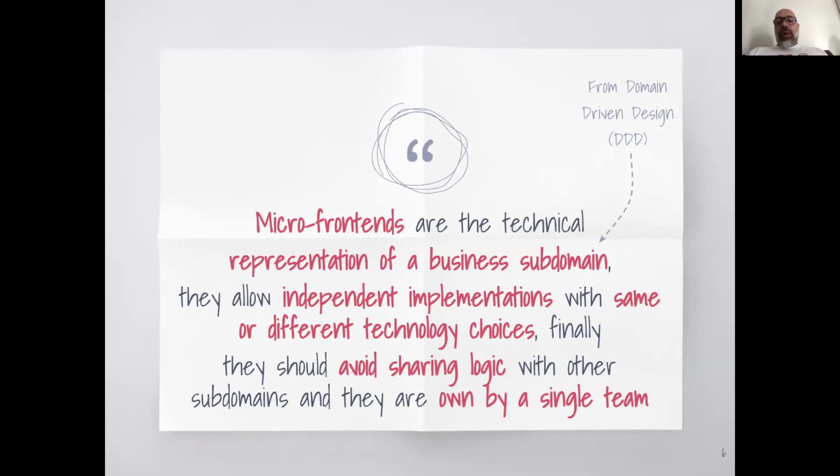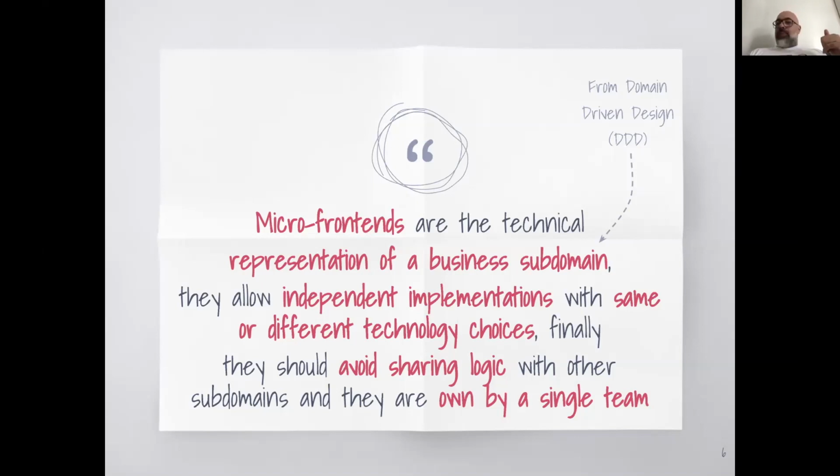They allow independent implementation, so the possibility to independently deploy specific artifacts with the same or different technology. And they should avoid sharing logic, because if we want to maintain independence, usually the sharing part has to be, let's say, well thought out. You can do that on micro-frontends as well, but you need to properly weigh the pros and cons of that choice. And finally, they're owned by a single team.